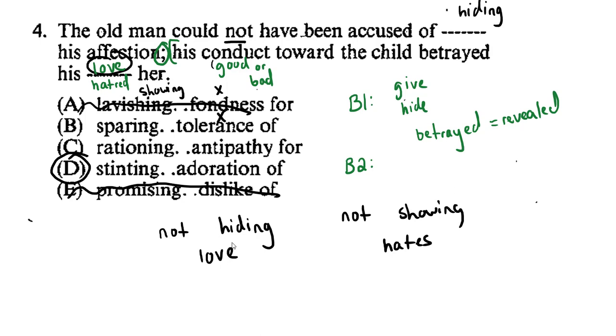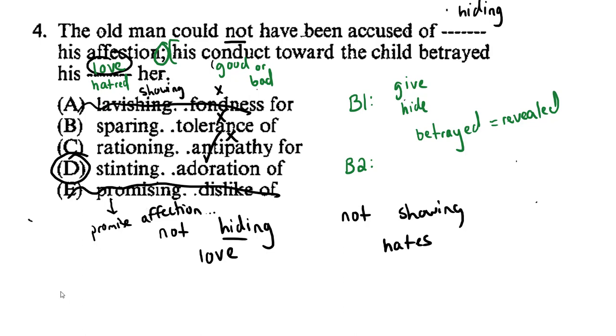That doesn't work. Rationing means hiding, right? So antipathy means hates. So they're mixing up the two possibilities here. Stinting means hiding, and he could not have been accused of hiding, so he's not stinting. So that works. And then adoration does work. It matches with love. And then finally, promising kind of matches with showing, right? And then we have dislike, which equals hates. The problem is promising, it could mean showing, but how do you promise affection? What does that mean? I promise you affection. Does that make sense? So from a usage standpoint, E doesn't really work, and D is going to be the best choice.